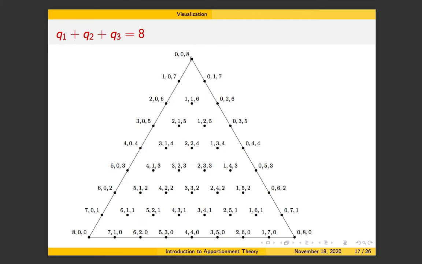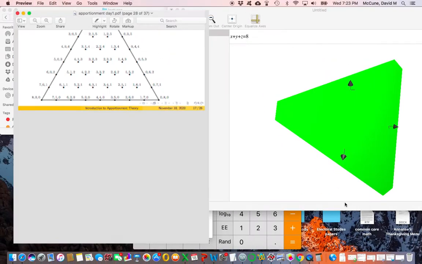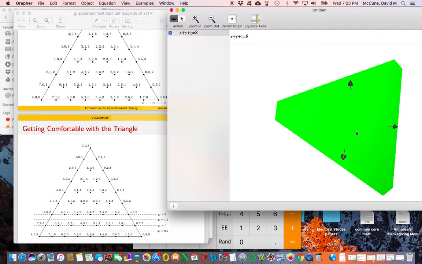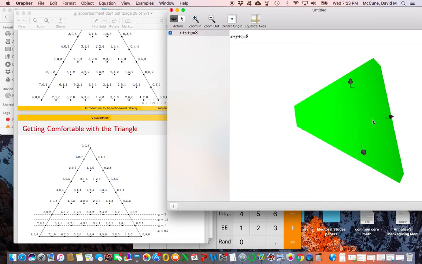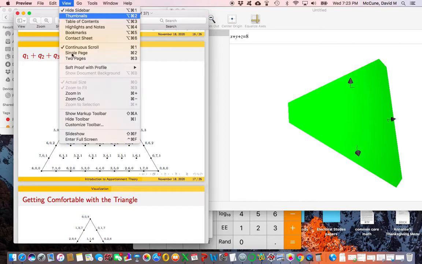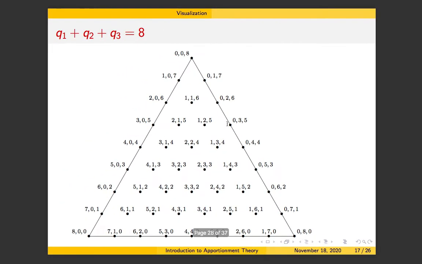So 0, 0, 8 is on the z-axis right there. 8, 0, 0 is on the x-axis. And 0, 8, 0 is on the y-axis. Let's see, do I have this oriented properly? Okay, so this is the x-axis, y-axis, z-axis. Right here is 0, 0, 8. Here is 8, 0, 0, and 0, 8, 0. First, I want to make sure we're comfortable with navigating around this triangle. These are the integer points, the whole number points. These triples are the possible apportionments, because apportionments must consist of whole numbers.